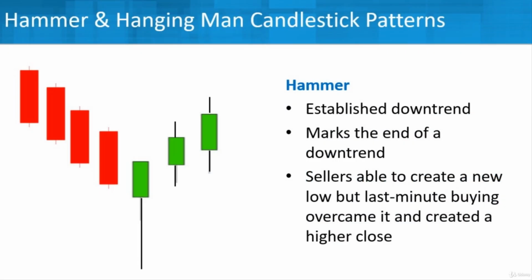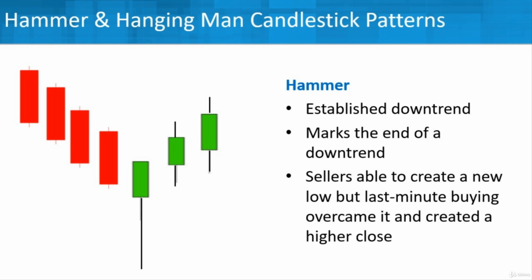So in a hammer, you have an established downtrend. You can see here how we have those four red candlestick bars. That's showing our closes are lower than our opens each day, and we get lower lows each day. And then a hammer is going to mark the end of the downtrend. What you'll see is a green type bar with a long wick on the bottom. That's what you're looking for, a long wick on the bottom, and not necessarily much wick on the top, but that long wick on the bottom.